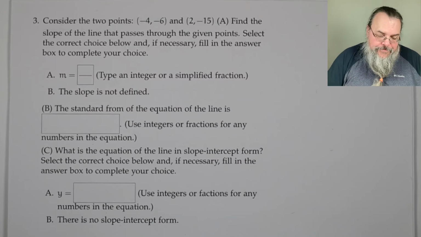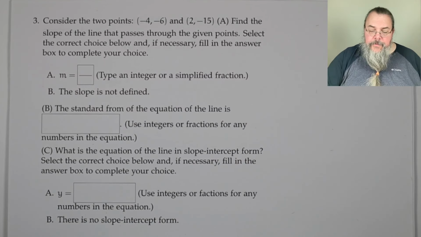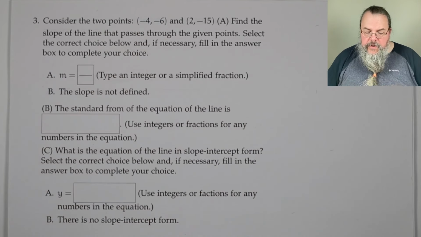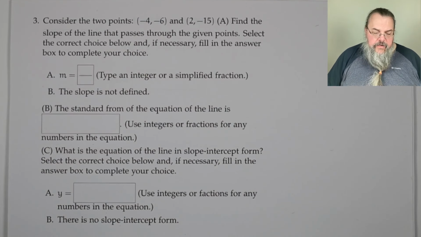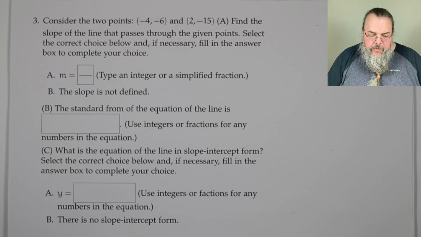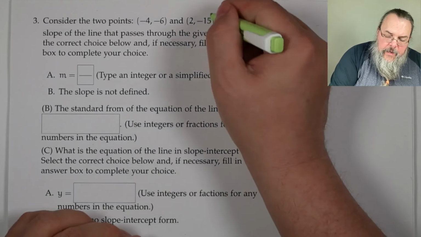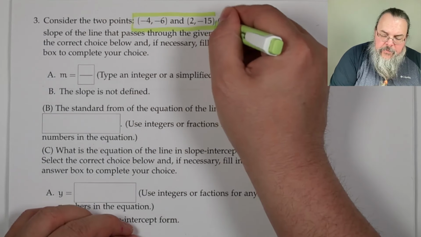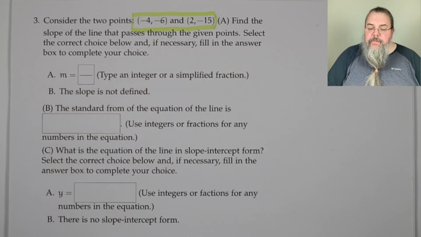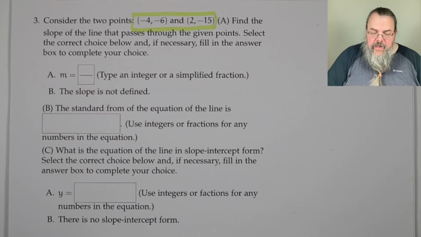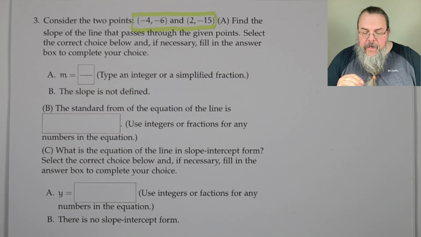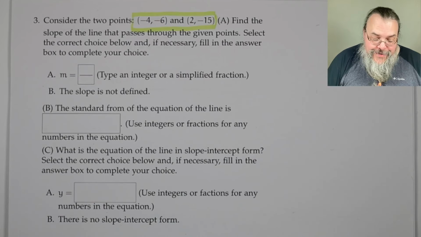Number 3. Consider the 2 points, all right? And specifically, these 2 points. And what are we asked to do? Well, it's crammed in here because there's a lot. It looks like we're asked to find, I'm going to highlight these points here, the slope of the line that passes through the given points. And select the correct choice below, and if necessary, fill in the answer box to complete your choice.